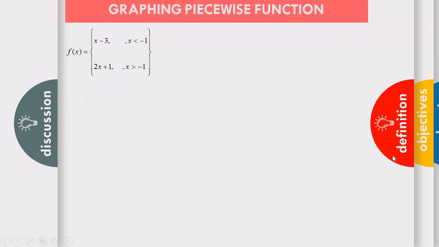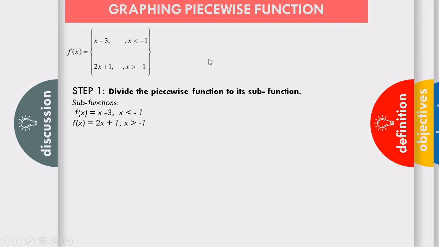So for example, we have the piecewise function f of x equals x minus 3 if x is less than negative 1, and 2x plus 1 if x is greater than negative 1. So step 1, divide the piecewise function into its subfunctions. We have two subfunctions. f of x equals x minus 3 if x is less than negative 1, and f of x equals 2x plus 1 if x is greater than negative 1.